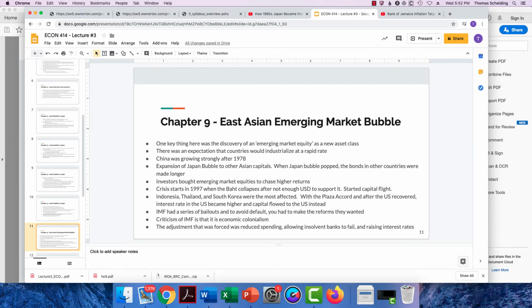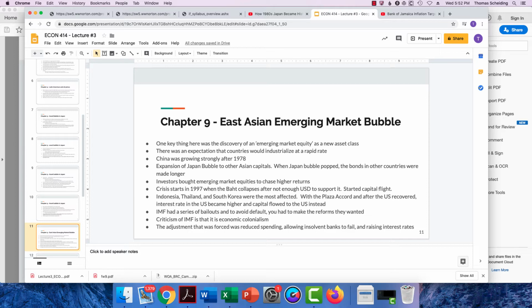The popping of that bubble is then connected to the East Asian financial crisis. Because what happens here is that as the Japanese bubble is bursting in 1991, 1992, 1993, other Asian countries that were dependent on Japan's strength in the Pacific region were also being hurt. So they had to extend how long their loan terms were as they were trying to grow and industrialize.